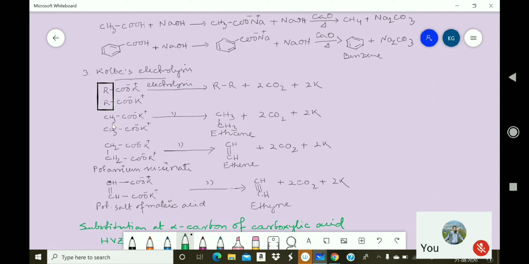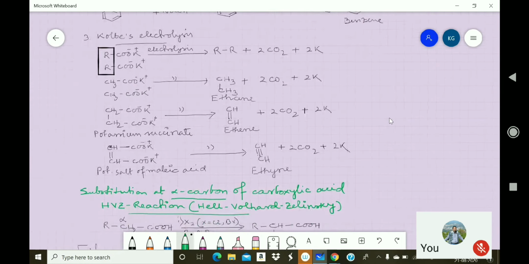So when potassium ethanoate is electrolyzed, then at the anode we get ethane. That means the two CH3 groups are joined to form the product ethane. Now, in the case of potassium succinate, a carbon-carbon bond is already there. So what will happen? The two carbon dioxide molecules will be removed, giving rise to ethene as the product.